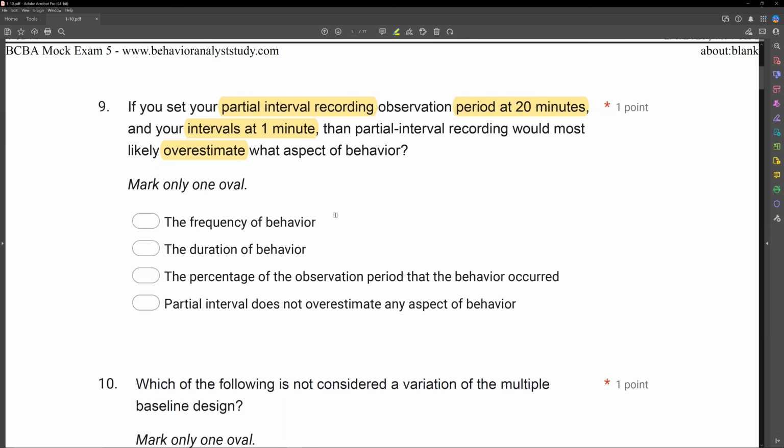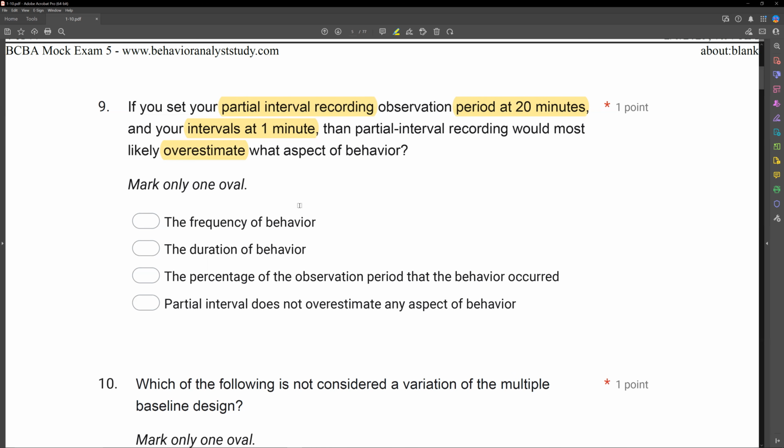A, the frequency. Now, let's say in your 1 minute interval, the behavior happens 10 times. Your data is going to indicate one response. So it's not going to overestimate frequency. B, duration. Well, we're not taking duration data on the behavior, so we're not getting duration data. C, the percentage of the observation period that the behavior occurred. Now think about this. Our observation period is 20 minutes. Let's say my behavior happened for 2 seconds in each interval.